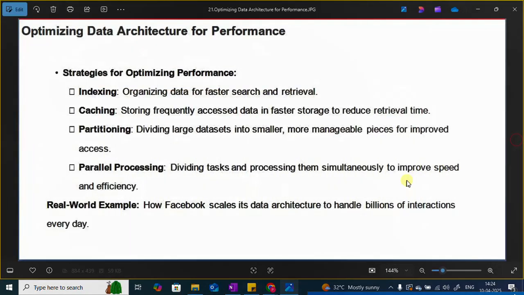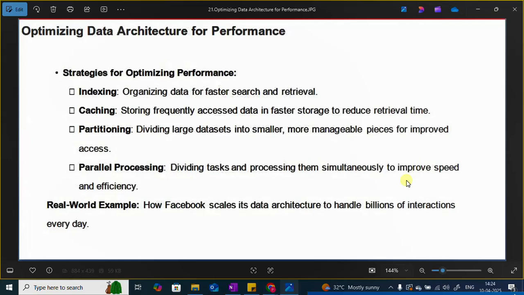Now, how can we optimize it? Optimizing data architecture for performance. Strategies for optimizing performance: there are three to four strategies. The first one is indexing. Organizing data for faster search and retrieval operations, we use the indexing concept. Similarly, storing frequently accessed data in faster storage to reduce retrieval time, we implement a concept called a caching mechanism.